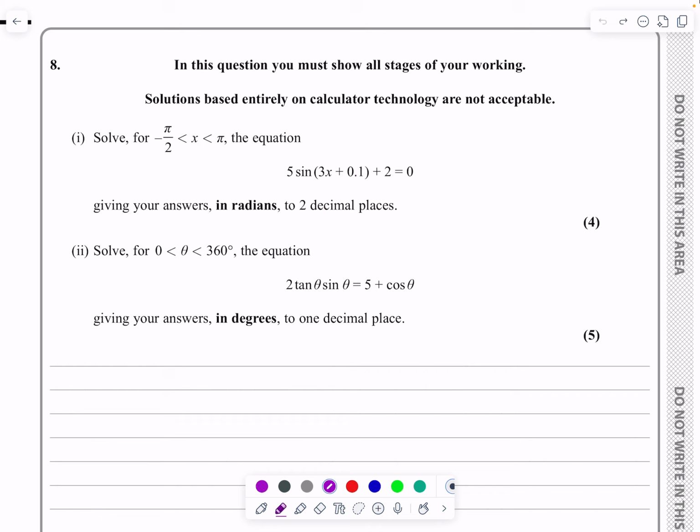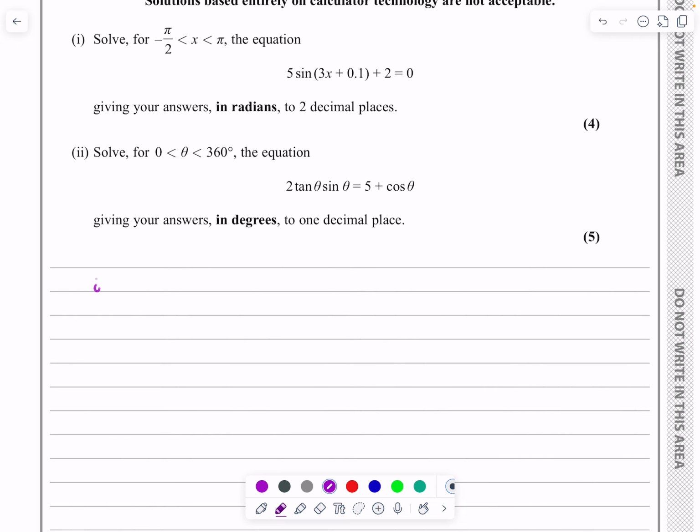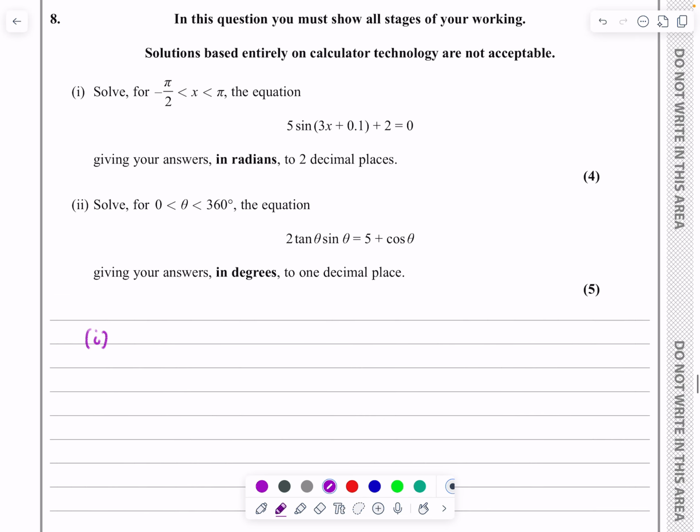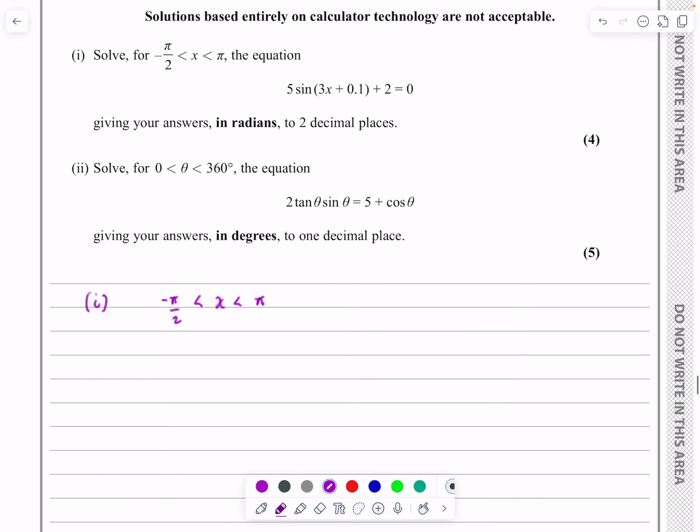Let's jump straight in. Part 1 says, can we solve for this range of values 5 sine(3x + 0.1) + 2 = 0. So first of all, I'm going to focus on the bit that I've got ringed there. If x is between π and −π/2, what I've got to do is take account of the fact that I've got 3x + 0.1 here.